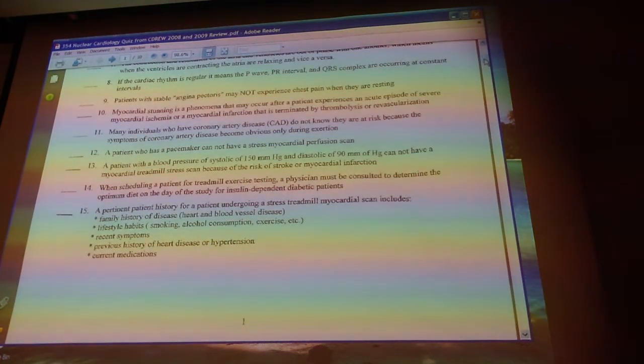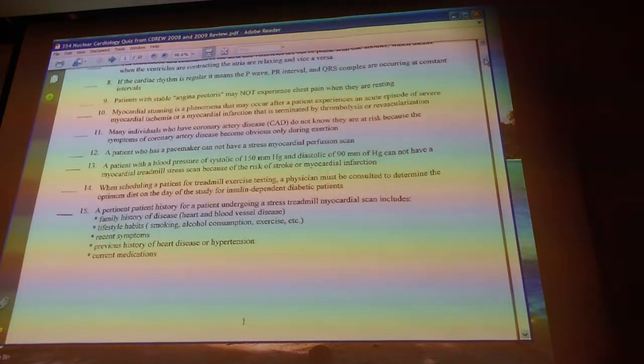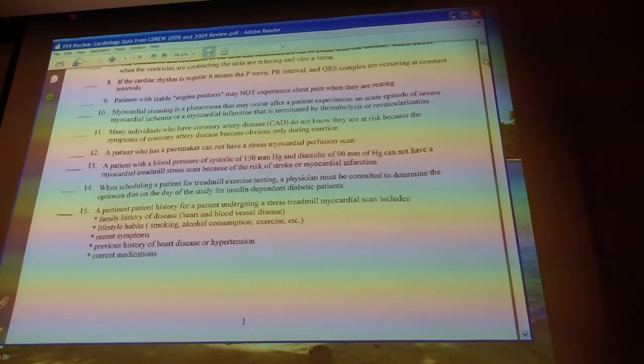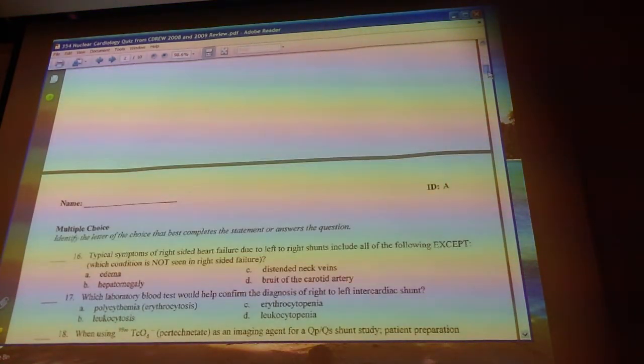Now, what's the advantage of lexiscan over adenosine? The least amount of side effects. Adenosine affects all of the receptors in blood vessels and causes all of them to dilate. Lexiscan affects only A2A receptors in the coronary arteries, so hopefully those are the only ones that dilate. It's very expensive, but it's one of the ones that are fairly important.